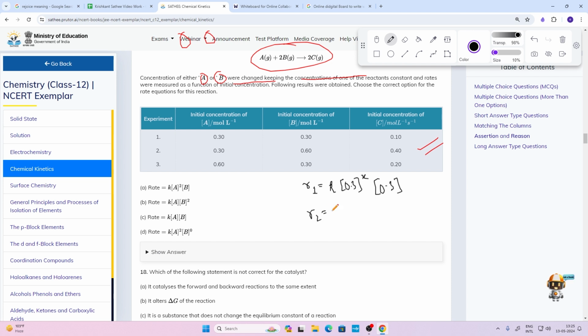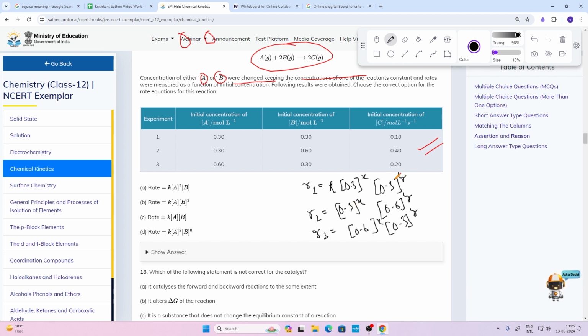Next is R2. So R2 will be how much? 0.3 X and 0.6 Y. Correct. Then R3 will be how much? 0.6 X and 0.3 Y. So these are the three equations for these three reactions.